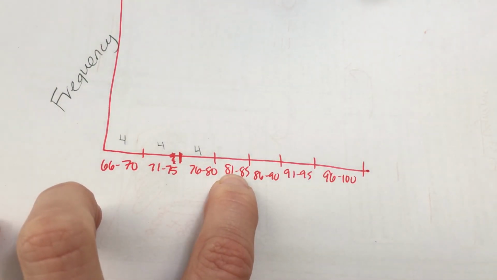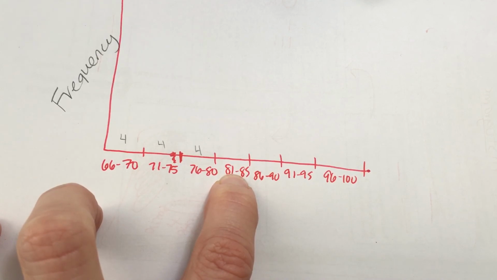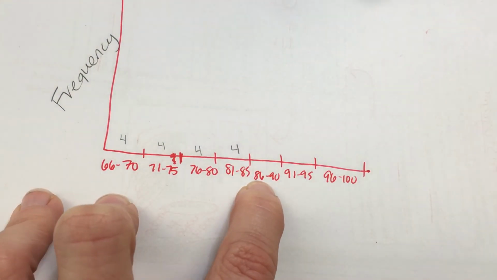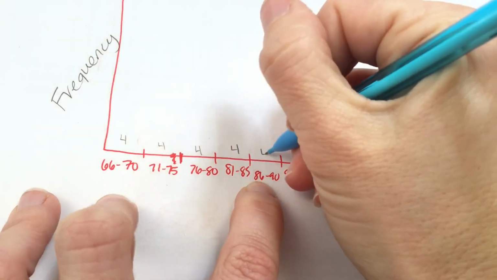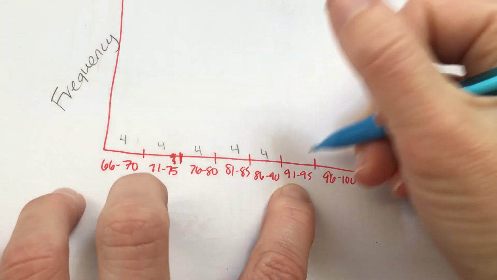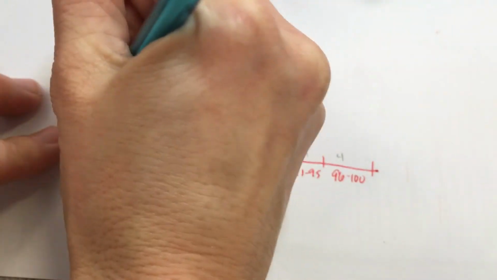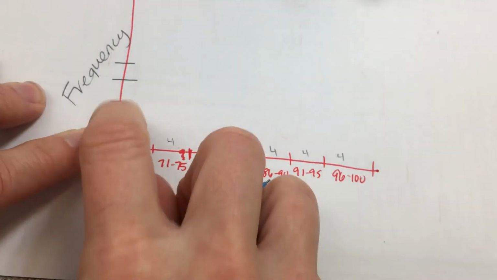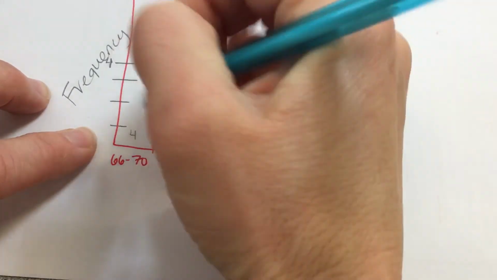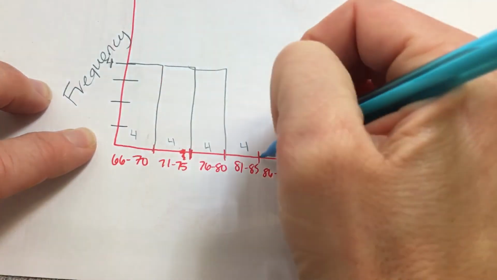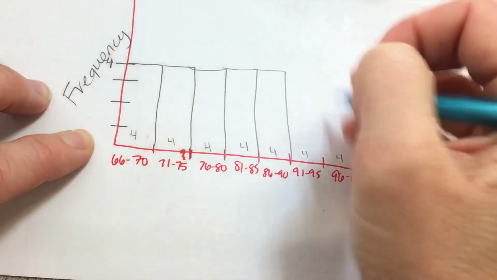81 to 85? 4 again? Are they really? 86 to 90? They're all 4? Okay. All right, so the reason I just wrote them is I wanted to see how high to go over here. So how high do I go? 4. Okay, so all of these are 4.